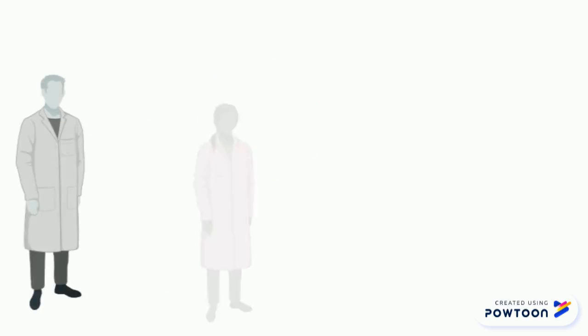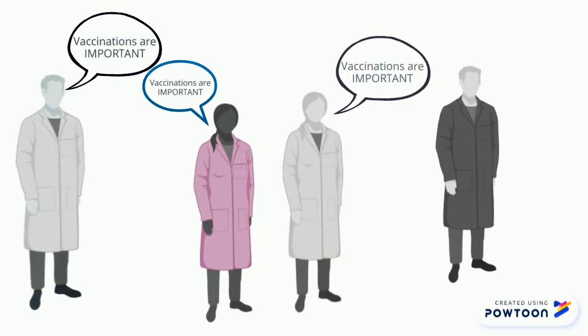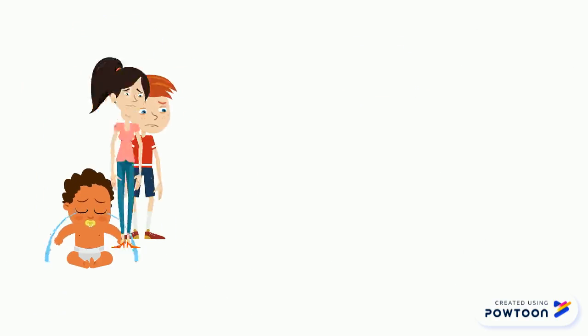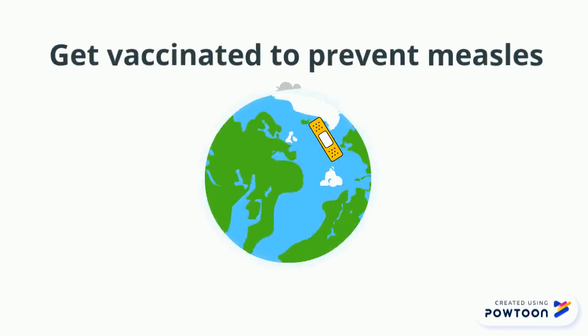The majority of scientists agree that vaccines are extremely important, especially for herd immunity and protecting those that are most vulnerable or with compromised immune systems, like young children, pregnant women, and old people. So go out, get vaccinated, and help the world be a healthier place.